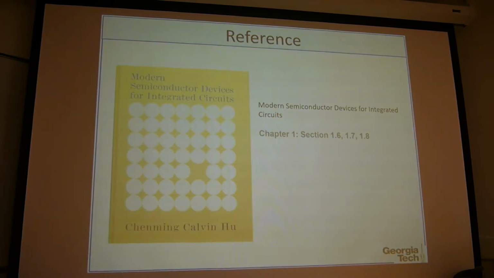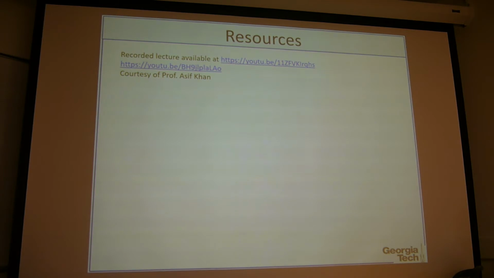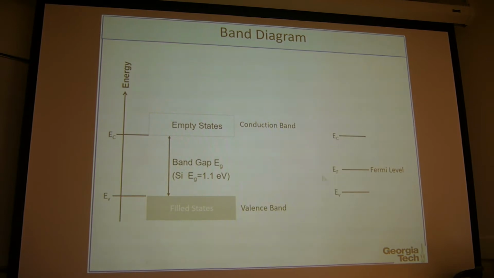All right, so this is the reference chapter in the textbook, and Professor Asif Khan's recorded lecture. Okay, so let's look at this band diagram. From now on, we are going to use this band diagram to discuss silicon, and later we are going to use it to look at transistors as well. So this is a very important diagram. This diagram is with respect to energy. It's about the energy of the electron. So here what we draw along this axis is the energy of the electron.